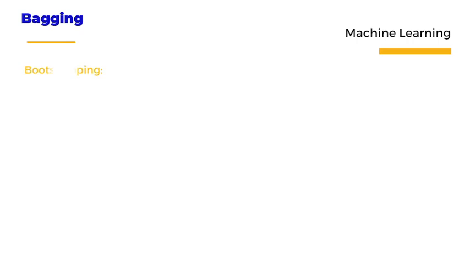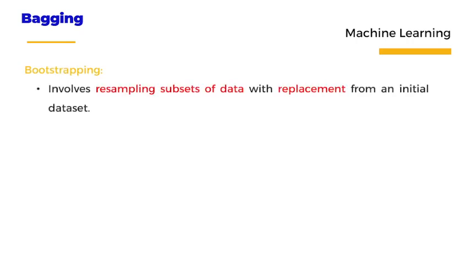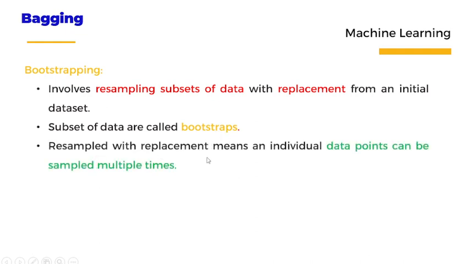So let us look at what bootstrapping is. It involves resampling subsets of data with replacement from an initial data set. In other words, subsets of data are taken from the initial data set. These subsets are called the bootstrap data set, or simply the bootstrap. Resampled with replacement means an individual data point can be sampled multiple times. Each bootstrap data set is used to train a weak learner.